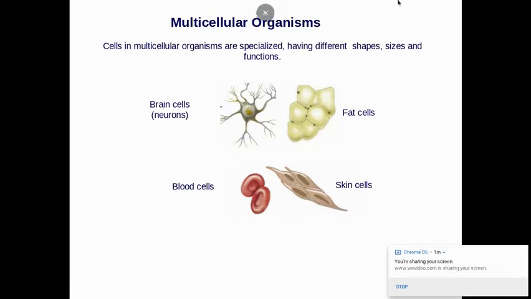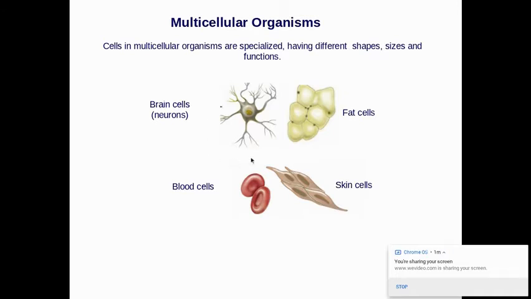In multicellular organisms, the cells are specialized, meaning they have a different shape and size and function based on what they are doing. Like in a bacteria cell, every bacteria cell of that species is going to have the same shape. But for us, depending on what part of our body it is, the cell has a specific shape and size based on its function. So here are some examples.